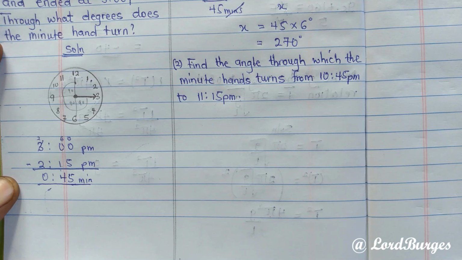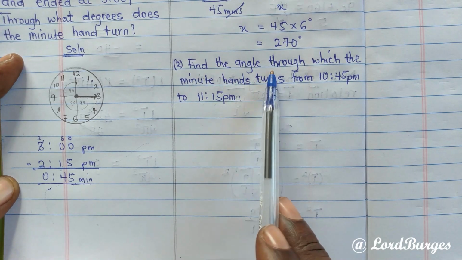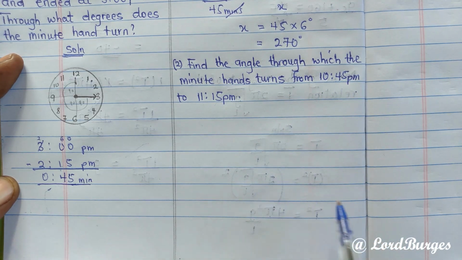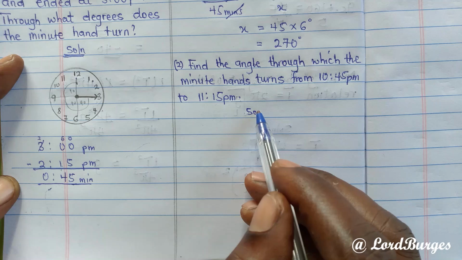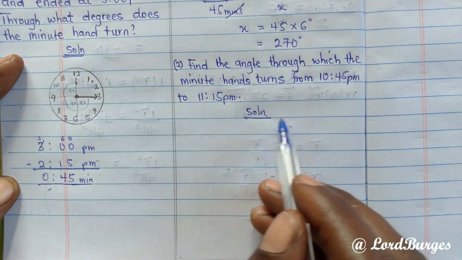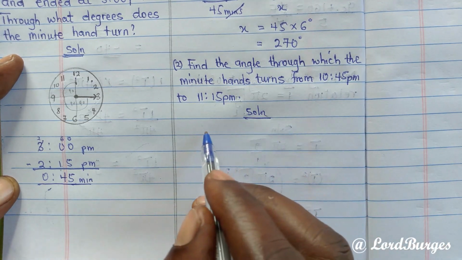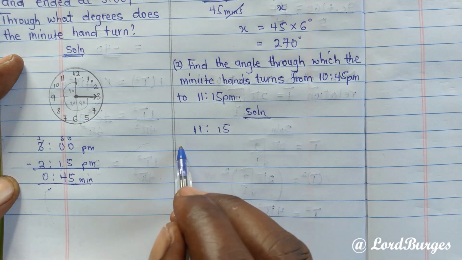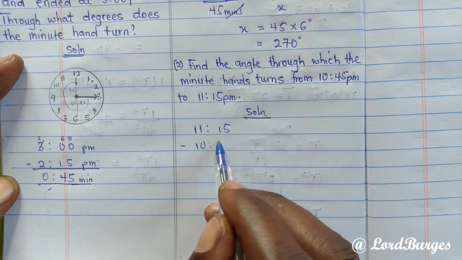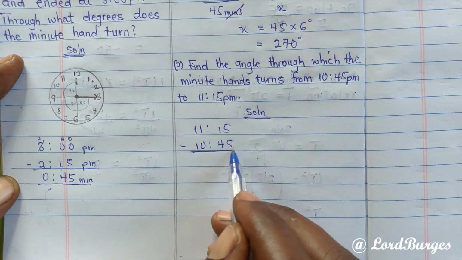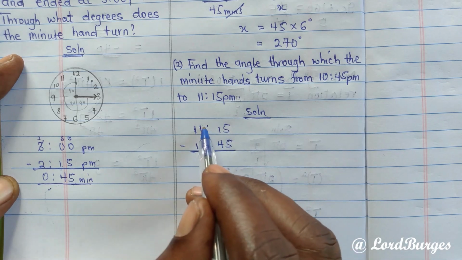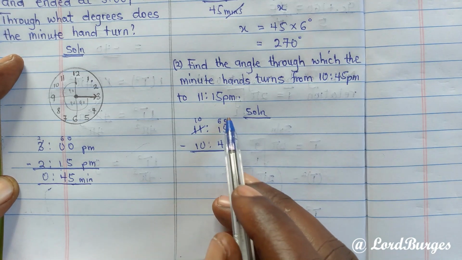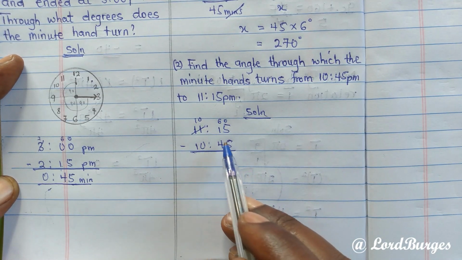So let's try to work this out. Find the angle through which the minute hand turns from 10:45 to 11:15. Now let's take our solution. Let's look for the difference in the time, as I said earlier. So we have 11:15, which is the final time, minus 10:45. I can't take 45 from 15, so I have to borrow 1 hour, which is 60 minutes. Therefore, over here I'll be having 75 minutes.